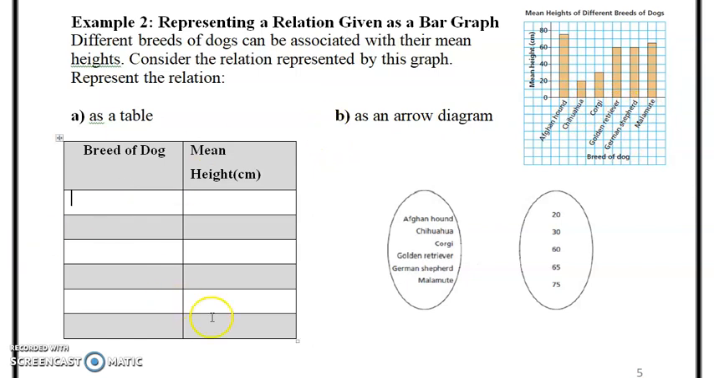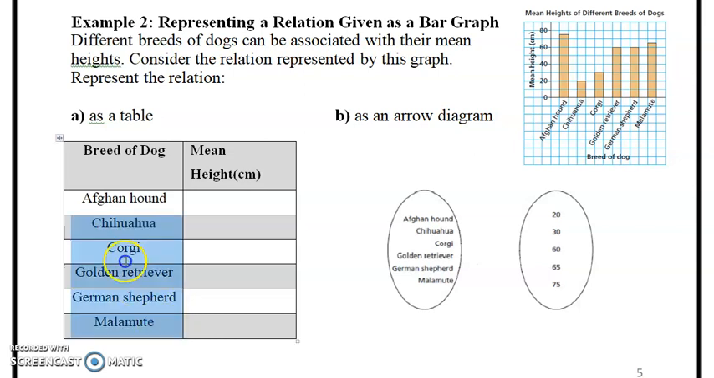So we'll fill those tables in. For the breed of the dog, we'll just write the names in. So we have an Afghan Hound. Next one is a Chihuahua. Again, you can correct me on my pronunciation later, I don't really know much about dogs. We have a Corgi. Then we have a Golden Retriever. Next, we have a German Shepherd. I forgot my H in the spelling, my apologies. And last, we have a Malamute. Again, for you dog lovers, you can correct me on my pronunciation. I'm doing my best with that. And then we have the mean height that is related to each of those.